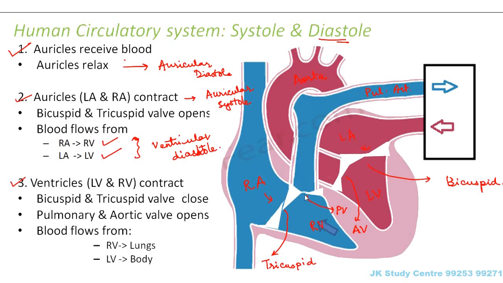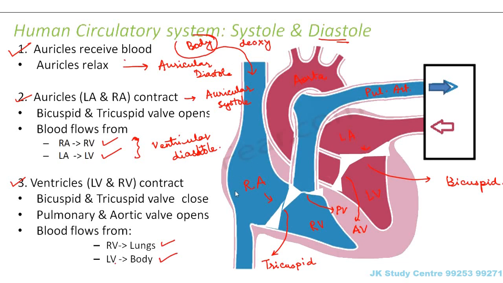Now what will happen if this valve opens? The blood which was collected here in the right ventricle will start flowing out through the pulmonary artery. So something like this will happen. This valve will open and therefore the blood will flow out from the pulmonary artery. Correct? So the blood flows from the right ventricle to the lungs and also from the left ventricle to the body. So you saw the movement of blood, how this deoxygenated blood came to the right auricle. This was deoxygenated blood, coming from the different body parts.